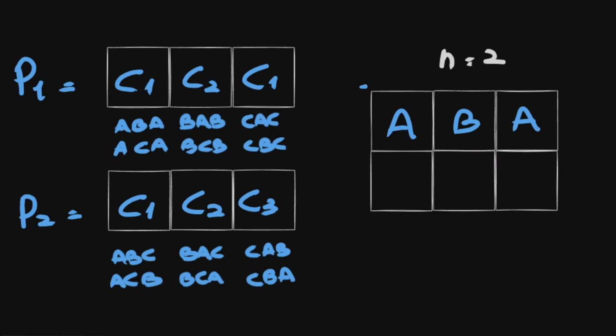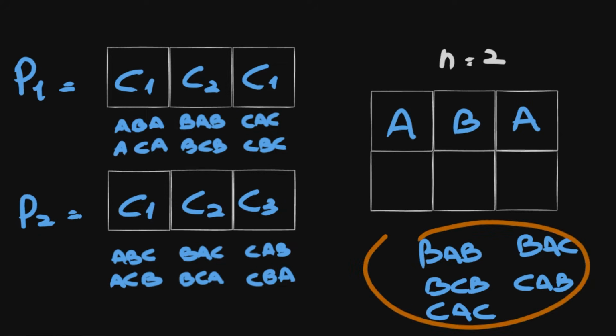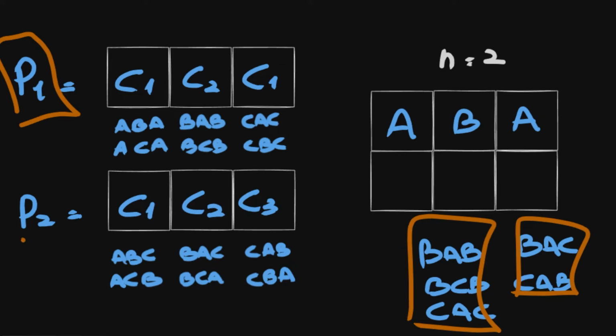If n is 2, we have 2 rows. And let's say that we start with some pattern number 1. We start with ABA, so we have this in row number 1. And now the question is, what can we put here? We can put BAB, BCB, CAC, BAC, or CAB. These are the only 5 possibilities. From these 5, these 3 belong to pattern number 1, and these 2 belong to pattern number 2.